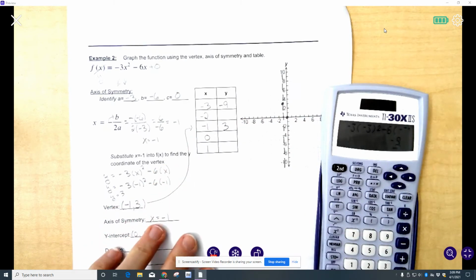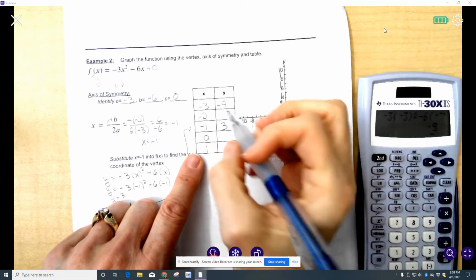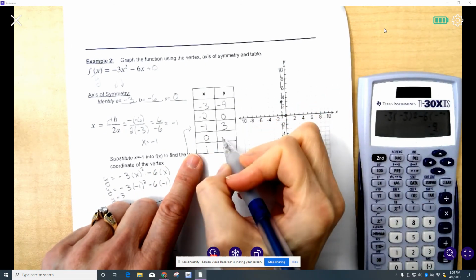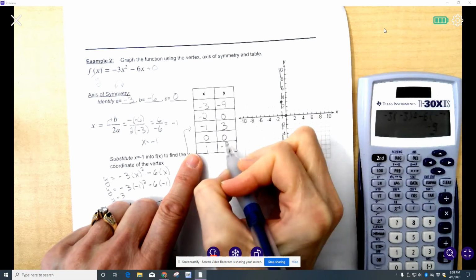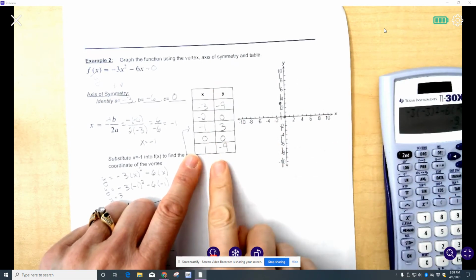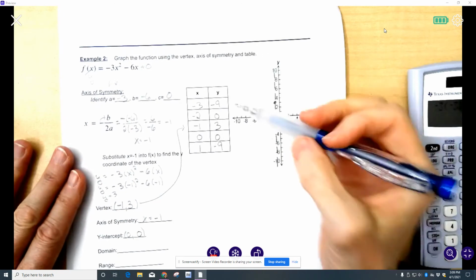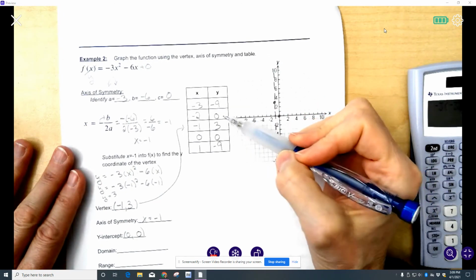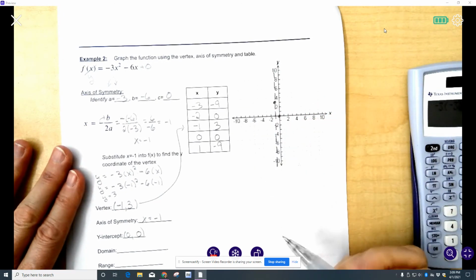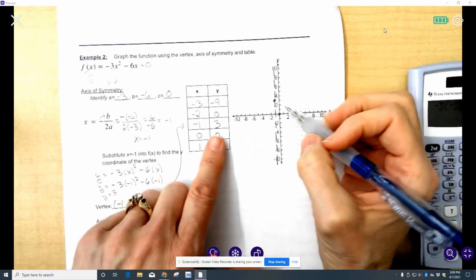So I'm not going to show all those calculator steps, otherwise this video will get too long. I'm going to fill these in, but make sure you know you will need to do that on your own. Again, notice the symmetry here. That's always going to be true. So let's finish our graph.